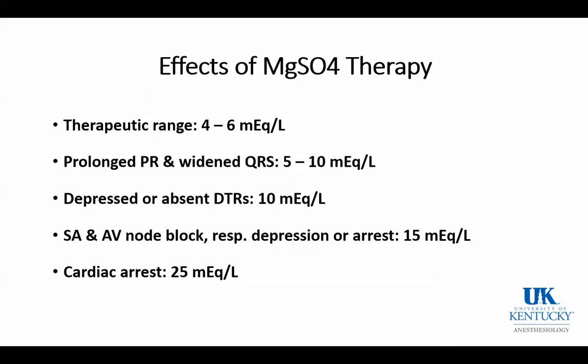As you get even higher, up to 15 milliequivalents per liter, you can see significant respiratory depression or even arrest, and start to see also some other heart blocks; SA and AV node block can occur. And then finally, when you get up to 20 to 25 milliequivalents per liter, you can actually see cardiac arrest. So keep that in mind. It'd be very unusual to get those high levels with the magnesium sulfate therapy that is used for preeclampsia. When these do happen, it's usually iatrogenic: there was a problem in calculating the dose and the patient got an overdose of magnesium.